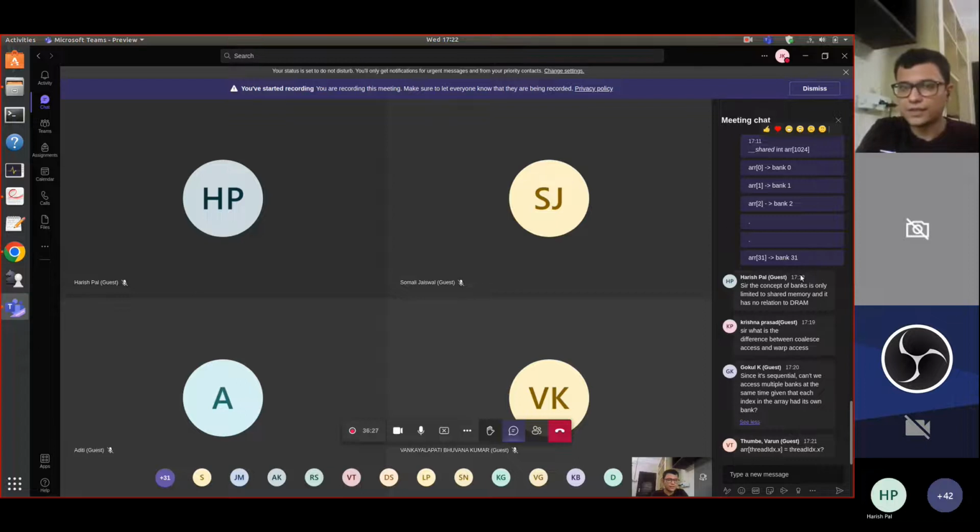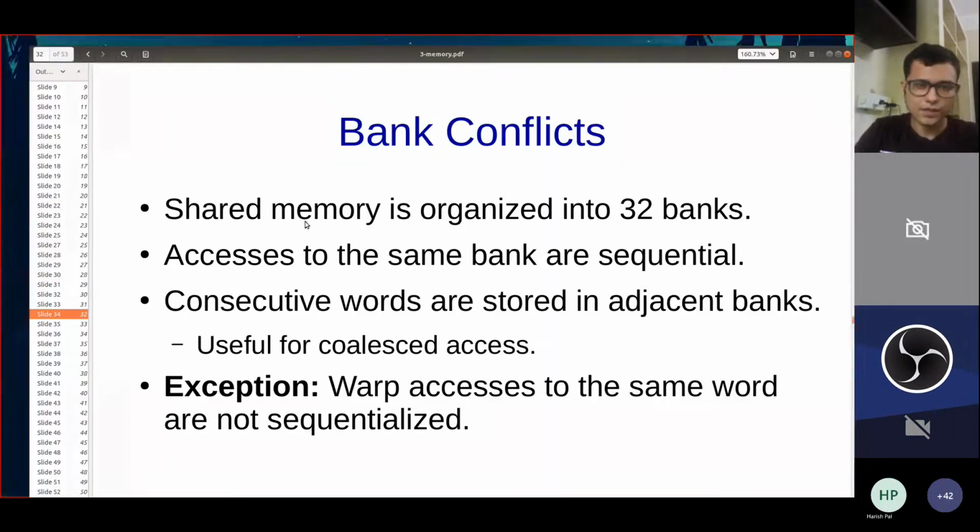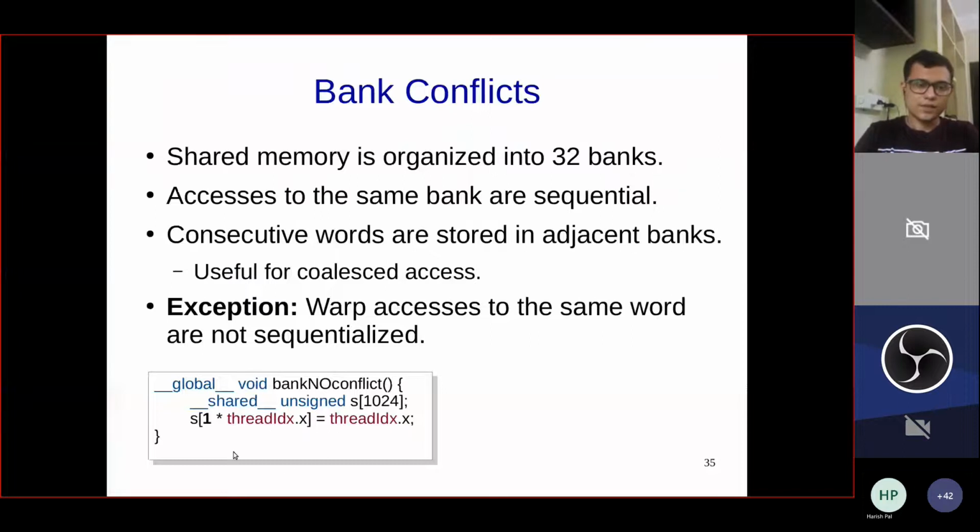And I have asked a few people to write the code corresponding to it. So this can be one of the ways. Let us try to understand this. So we have this GPU kernel, which is named no bank conflict. And inside this, let us see what we are doing. We are declaring this array S, which is of size 1024, and it is marked as shared, so it is common across all the threads of the thread block.